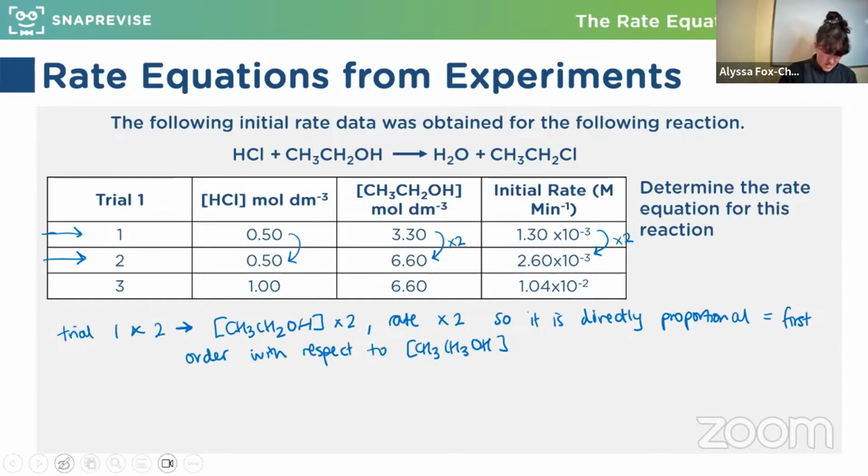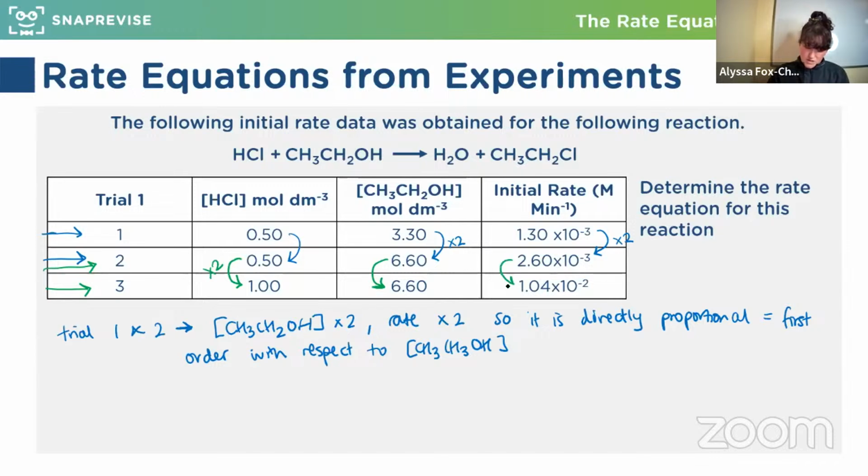What about HCl? Now I'm going to change colour just so we can see our workings a little bit easier. Let's compare trial 2 and trial 3. What's happened to HCl? I don't know if I said HCl ethanol then. I meant HCl. What's happened to HCl between trial 2 and trial 3? Oh, it's doubled. Good. We've doubled HCl, and look how handy. We've kept the concentration of ethanol the same. That means, again, any effect on the rate of reaction will only be due to the HCl. That makes it nice and easy for us. What effect has it had?